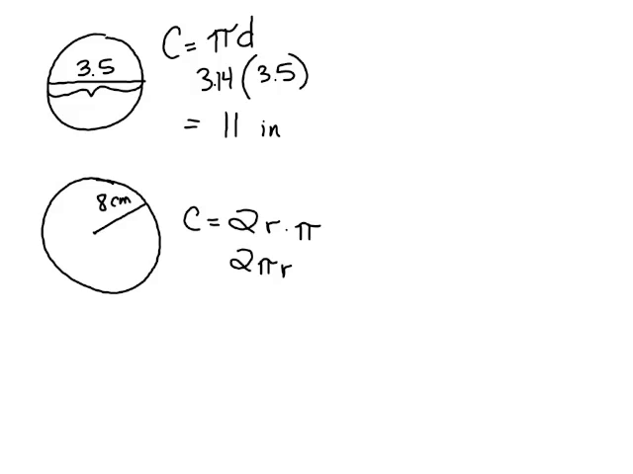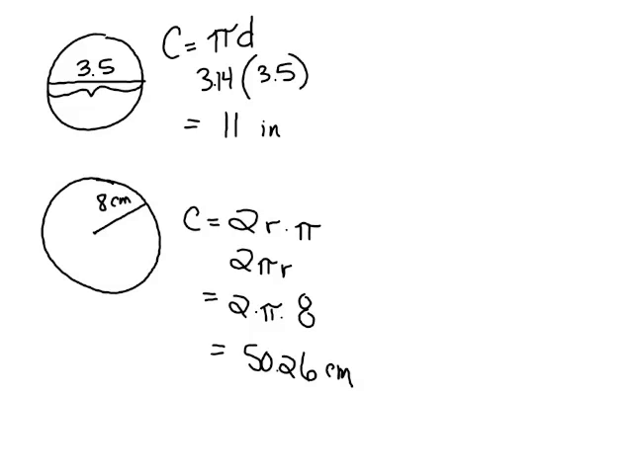So for this circle, the circumference is equal to 2 times pi times the radius. What was my radius? 8. So 16 times pi equals 50.26. And my unit is centimeters. Okay.